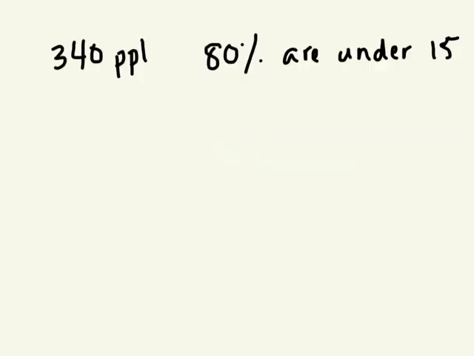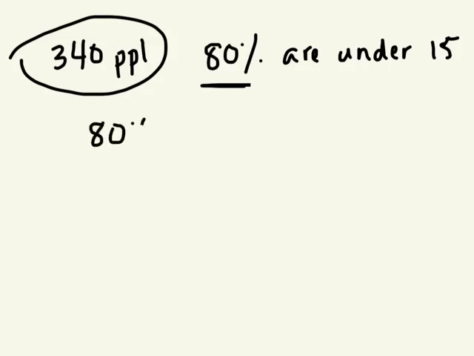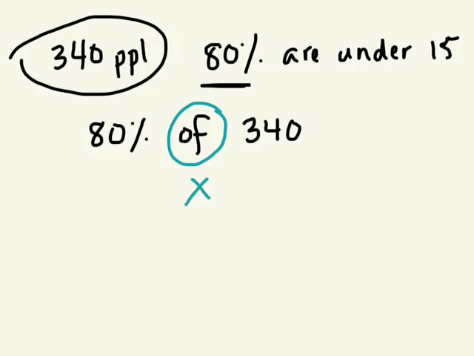Okay, so we're looking at a question where there are 340 people total, and 80% of those people are under 15 years old. So I'm going to rewrite this to show that it's 80% of 340 people. Whenever you want to calculate a percent of a number, whenever you see this word of in math, it always means multiply. 80% of these people. Well, I need to turn this percent into a decimal. If percent's out of 100, how would you represent 80% as a fraction?